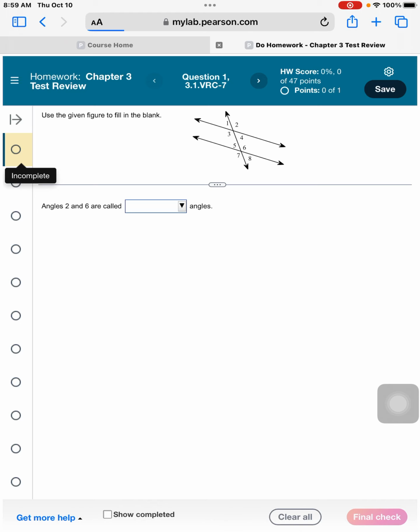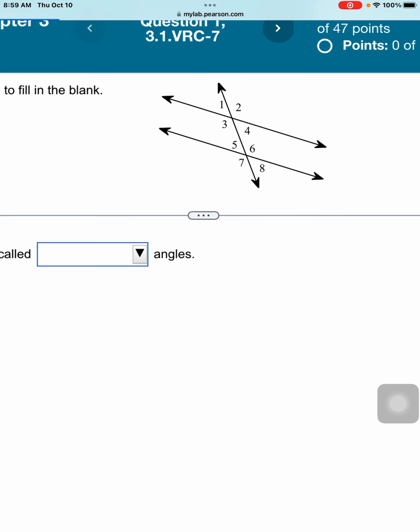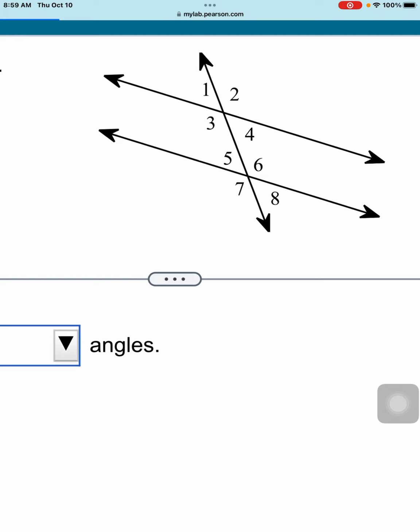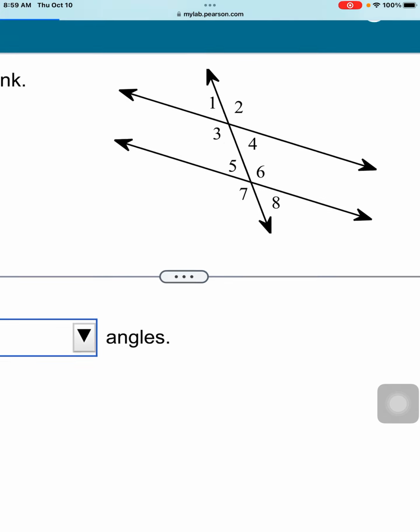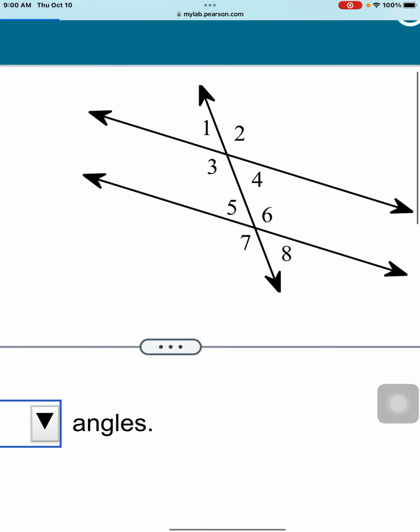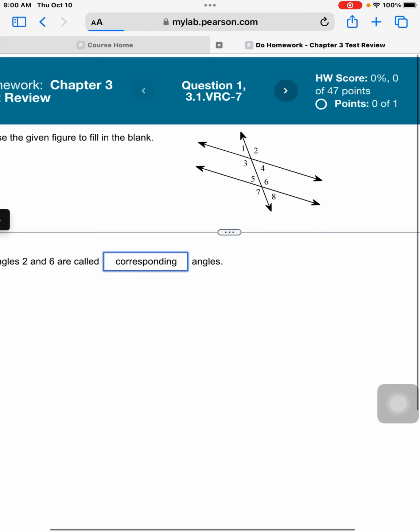So let's look at this first question. Angles 2 and angle 6 are called what? Well, I know angles 2 and 6 are on the same side of the transversal, to the right. They are non-adjacent, right? 2 and 6 are not next to each other. 2 and 4 are adjacent, 6 and 8 are adjacent, but 2 and 6 are not adjacent. And then the last flag to make sure it's corresponding is that one is in the interior, 6, and one is in the exterior, 2. So that means 2 and 6 are corresponding angles.